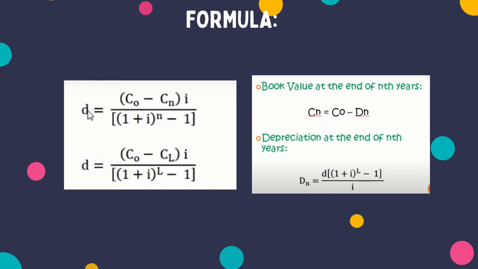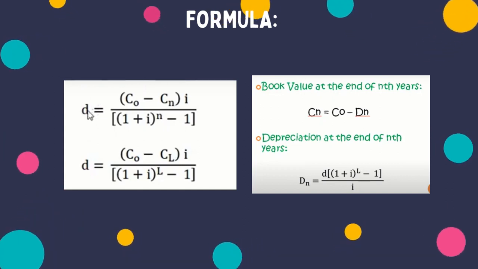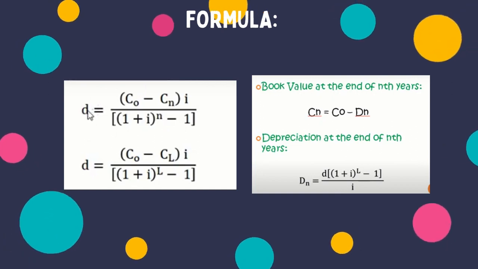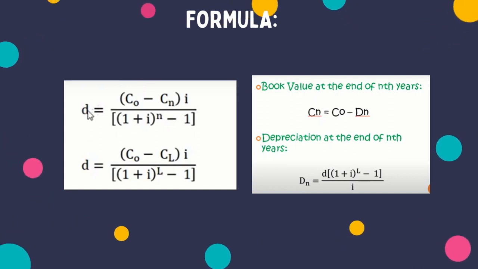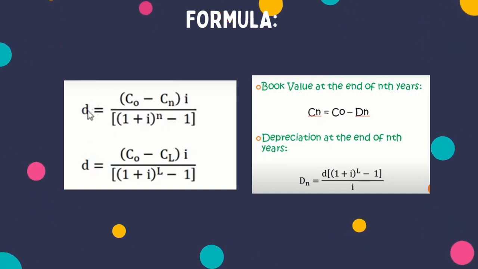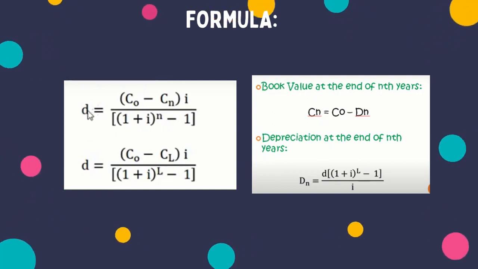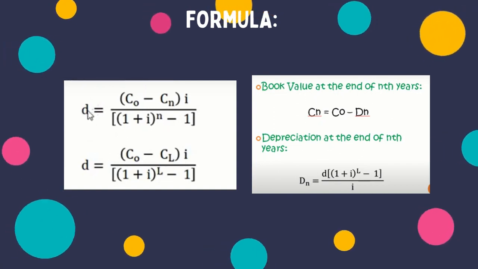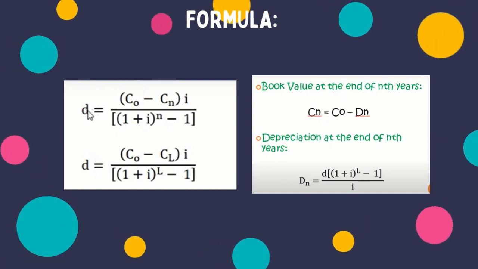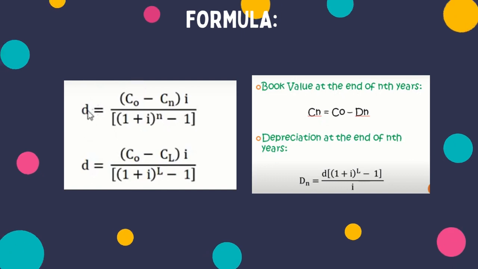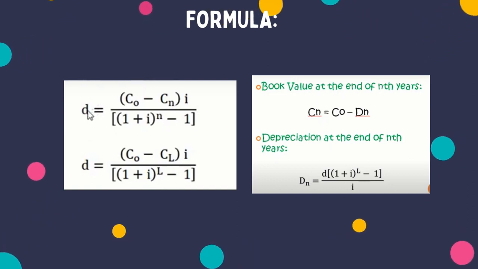So these are the formulas for sinking funds. D equals C sub O minus C sub N times i over 1 plus i to the power of N, then minus 1. And next is D equals C sub O minus C sub capital L times i over 1 plus i to the power of L, and then minus 1.